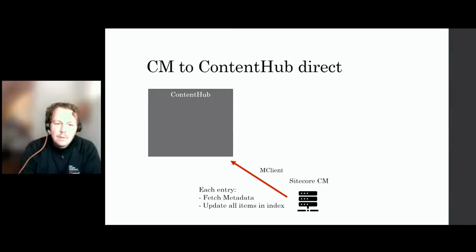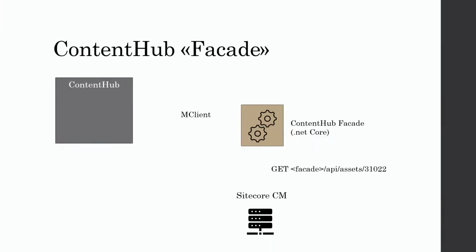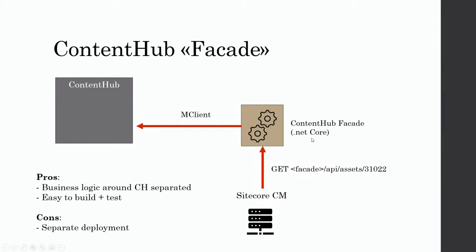But what if you have a lot of business logic related to these Content Hub assets? We did it this way in the last project. I'll show an example afterwards. We created a facade, that's how we call it, the facade service, which is a .NET Core service that lives on its own, basically, has nothing to do with the Sitecore CM, and all it does is create a connection to Content Hub through mClient and fetch data if we ask it to do so.